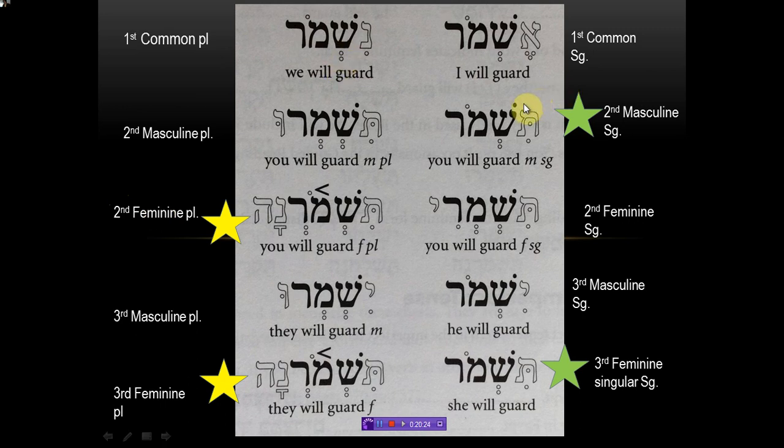Tav prefix, so it's either this one, or one of these, and a hirak yod ending. Well, the only one that has a hirak yod ending is here, tishmeri. You will, in this case, you will guard. So second person feminine singular.